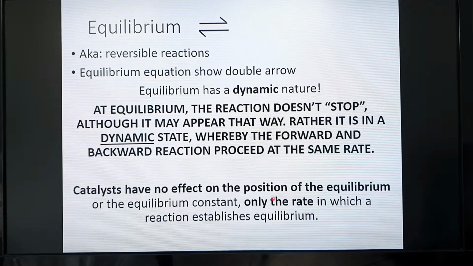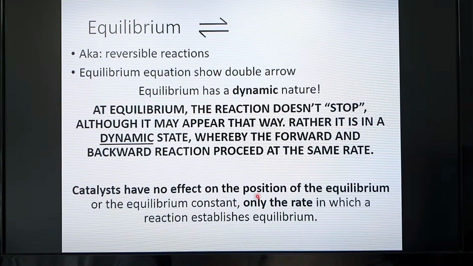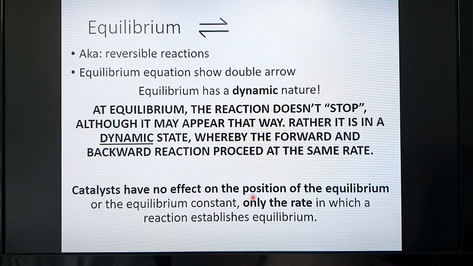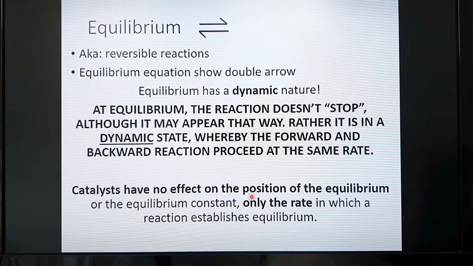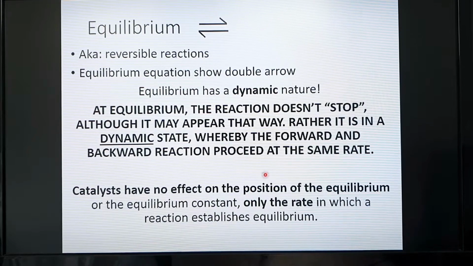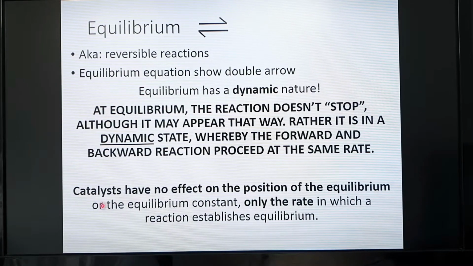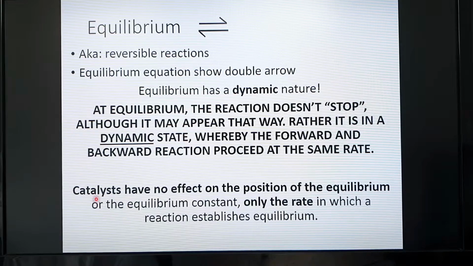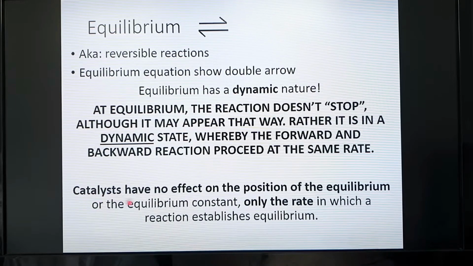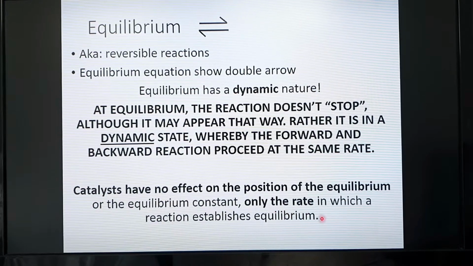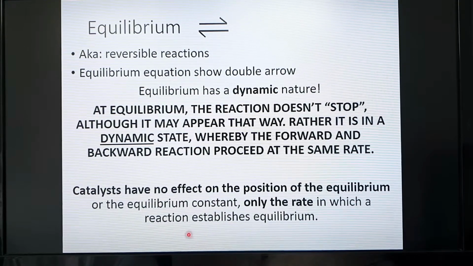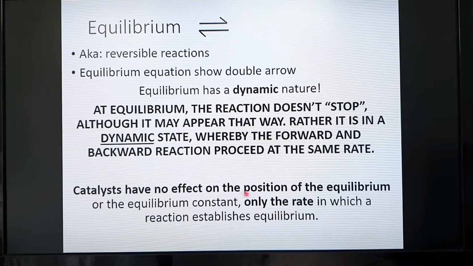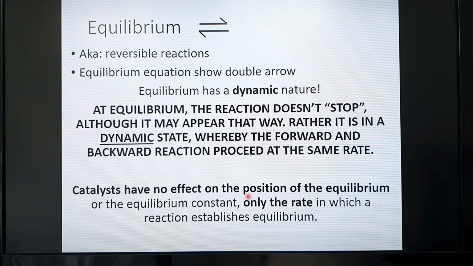Now, what do we mean by position? It means that before, what you saw is that you saw a lot more products at the end than you did reactants. So we're still going to get a lot of products and not as much reactants, but that is going to be maintained. The speed at which we reach equilibrium just happens a lot faster. It only increases the rate at which equilibrium is established, so how quickly we reach equilibrium, but it doesn't have any effect on the equilibrium's position.